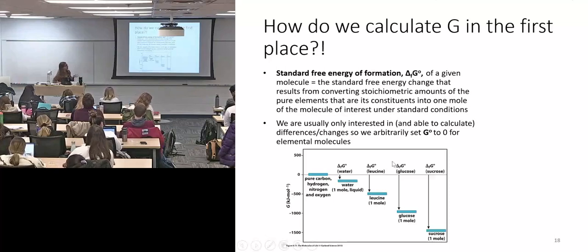So graphically, this might look like this: pure carbon, pure hydrogen, nitrogen, or oxygen would be here. In making water out of hydrogen and oxygen, there's some change in free energy of formation. Water, in this case, we're saying is spontaneously made out of hydrogen and oxygen gas because it's a negative change. This is for leucine, glucose, sucrose. So again, this gives you maybe some relative scale on how stable these things are, how likely it is to make glucose as opposed to having elemental carbon, oxygen, and hydrogen.